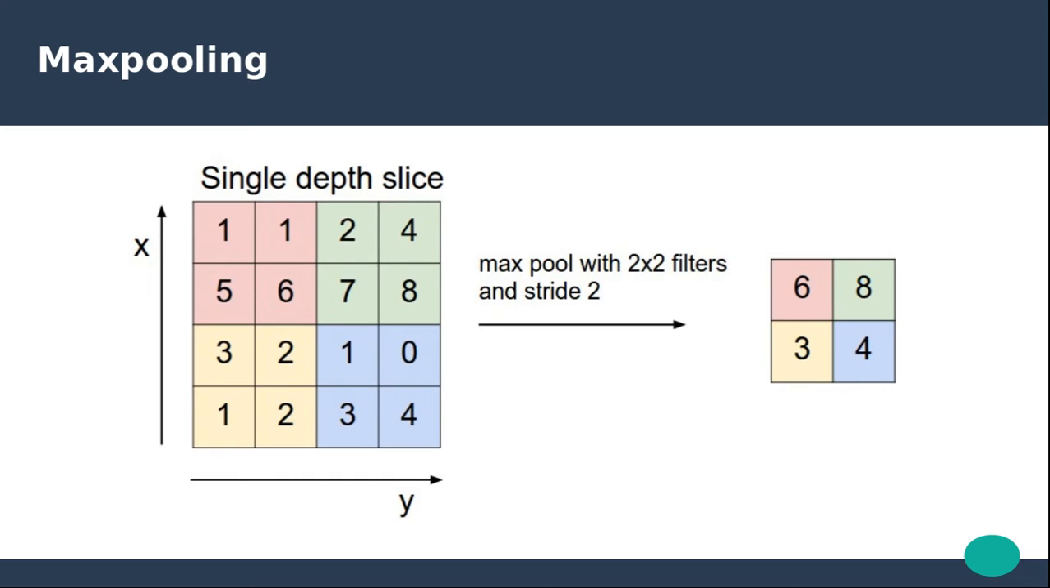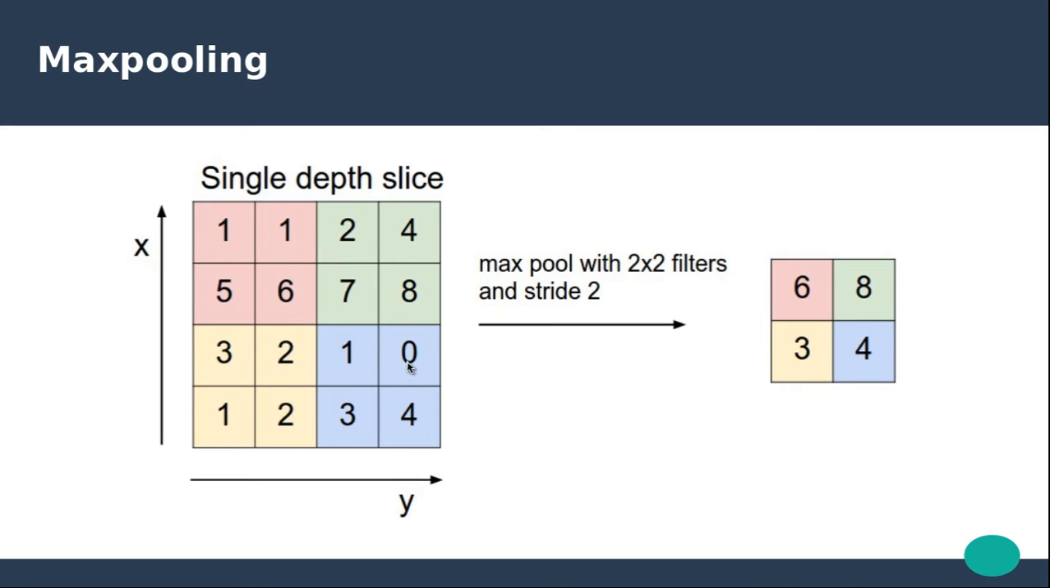So max pooling just means taking the maximum of whatever we see. Here we can see 1, 1, 5, and 6, and the maximum of all these is 6. Also note that we are going with a 2 by 2 filter with stride 2. So we are jumping 2 steps. This is step 1 and this is step 2. Again we have 2 steps. So 3, 2, 1, 2, and the maximum is 3.